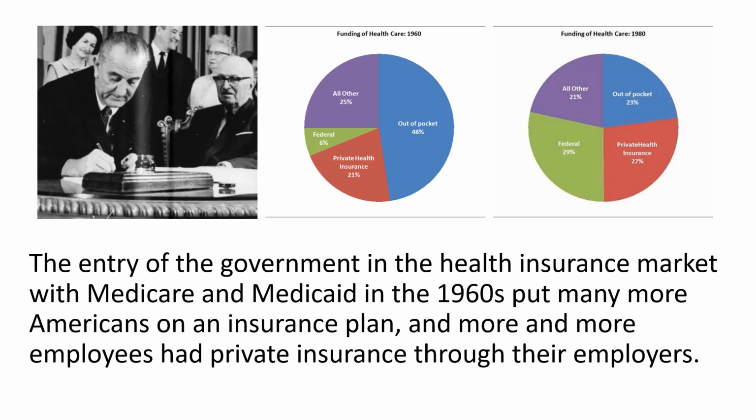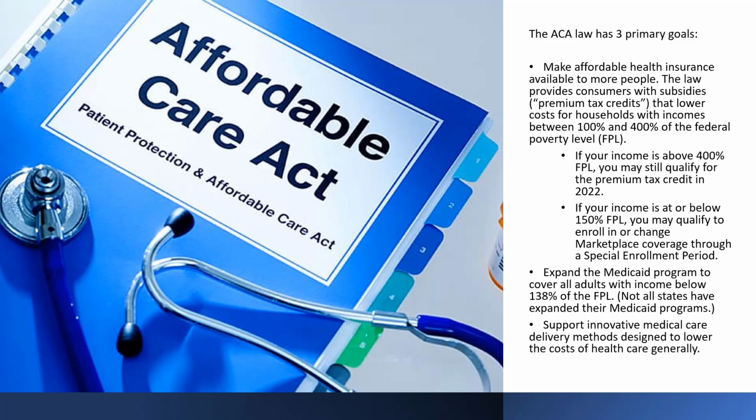Prior to the 1960s, the federal government was not involved in the healthcare insurance market. In the 1960s, President Johnson signed into effect Medicare and Medicaid, and it put more Americans on an insurance plan, and more employees had private insurance through their employers. Later, the federal government passed the Affordable Care Act. The Affordable Care Act is often referred to as Obamacare.